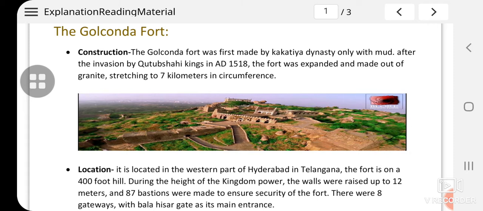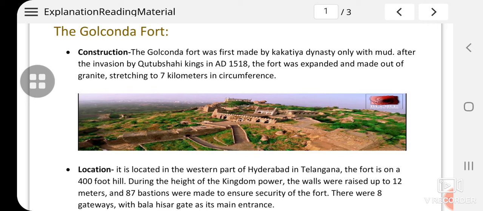So see first of all the construction part of the fort. The Golconda Fort was first made by the Kakatiya dynasty only with mud. After the invasion of the Qutub Shahi kings in 1518 AD, the fort was expanded and made out of granite, stretching to 7 kilometers in circumference. Circumference, do you know, children? The outer boundary of a circle is called circumference.